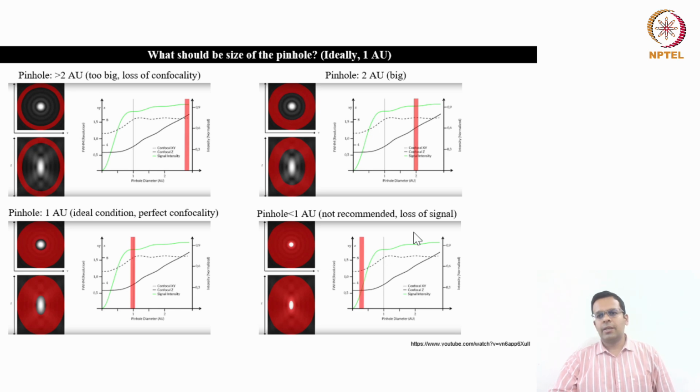So always with each sample, by putting the real sample on the slide and imaging or focusing that sample, you have to decide the Airy unit for your confocal microscopy experiments. And as per the requirement, you should increase or decrease the size of the pinhole. But start with 1 Airy unit. Okay, that's the ideal condition.